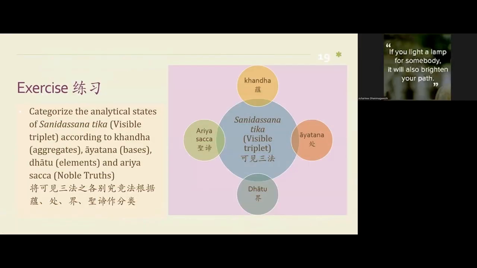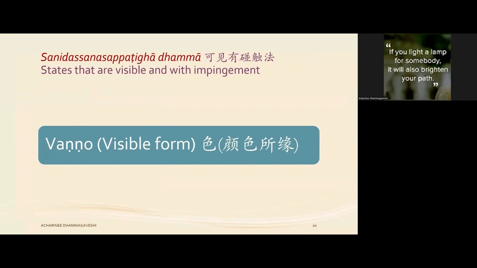Now we come to the exercise. Categorize the analytical states of Sanidassana Tika, visible triplet, according to Khandha, Ayatana, Dhatu, and Arya Satya. So we'll first look at Sanidassanasappaṭighā Dhamma, states that are visible and with impingement. So here we get only one, namely visible form.